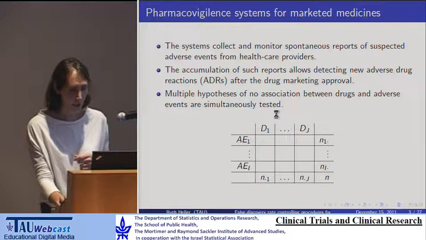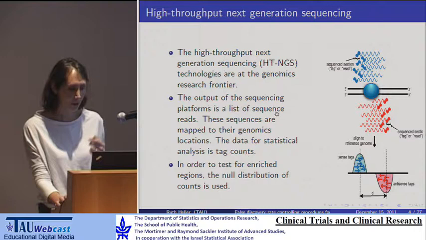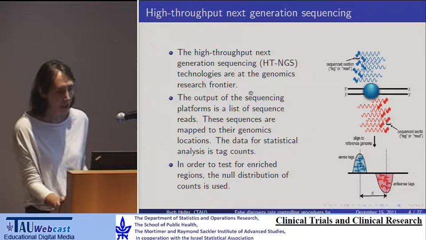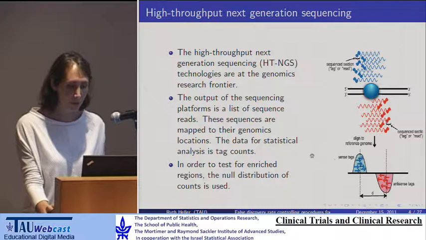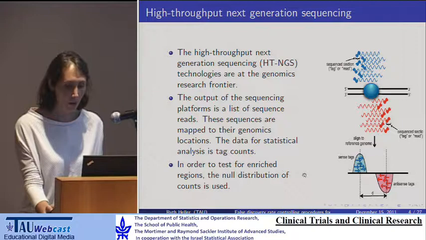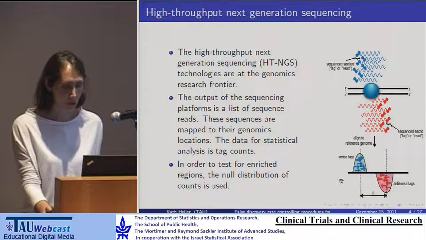Another application is at the frontier of genomics research, and that's high-throughput next-generation sequencing. The output of sequencing platforms is a list of sequence reads. These sequences are mapped to their genomic locations, and the data for statistical analysis then is tag counts. So if you want now to test whether a region in the genome is enriched, you have to use the null distributions of counts to decide upon that.